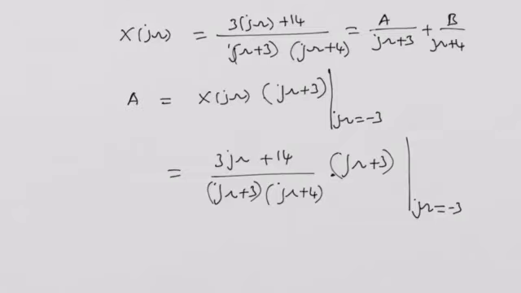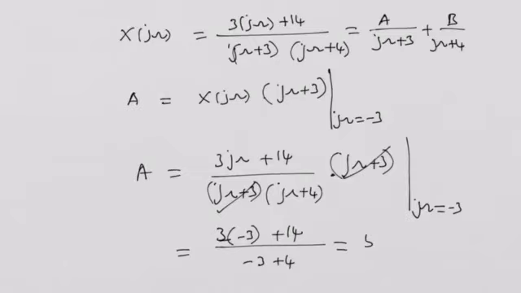This is the method of finding the constants involved in the partial fraction. So (jω plus 3) will get cancelled. In the remaining equation, when we substitute jω equal to minus 3, this equation turns into 3 multiplied by minus 3 plus 14, whole divided by minus 3 plus 4. That gives me the final answer as 5. So the first constant A is calculated using this method.